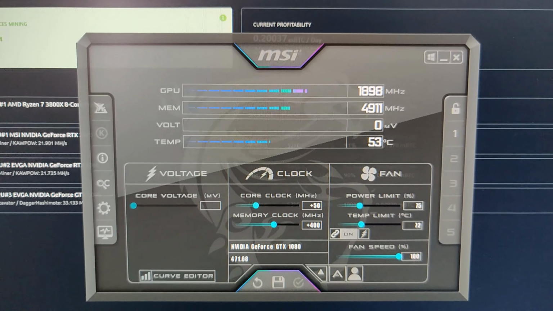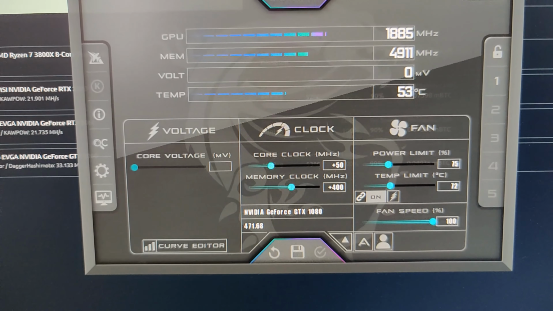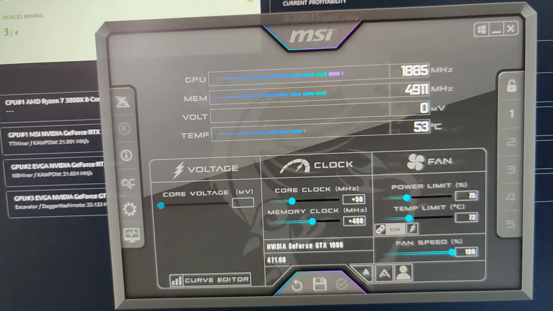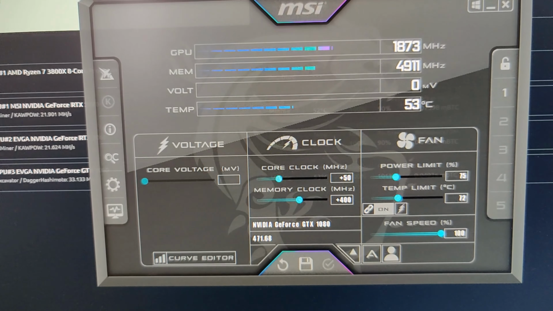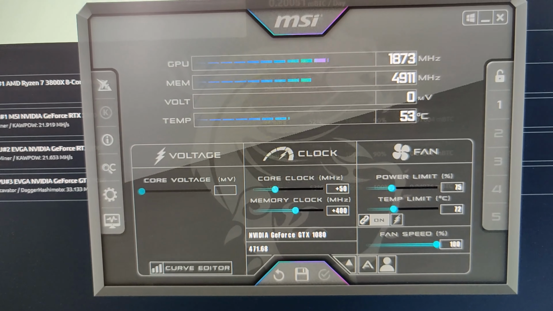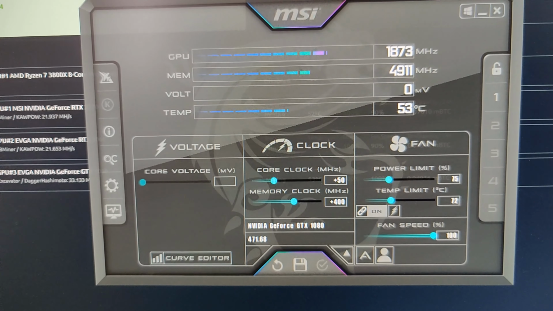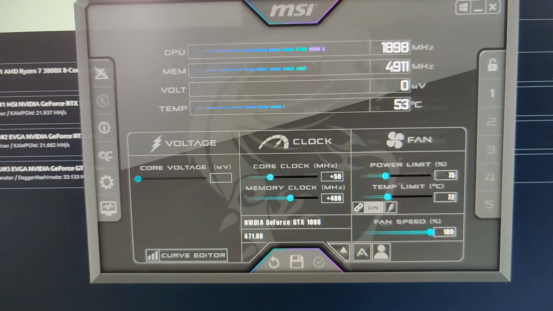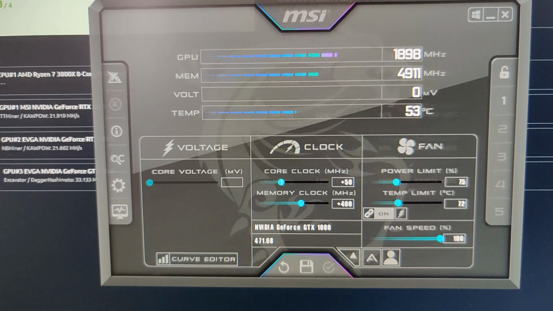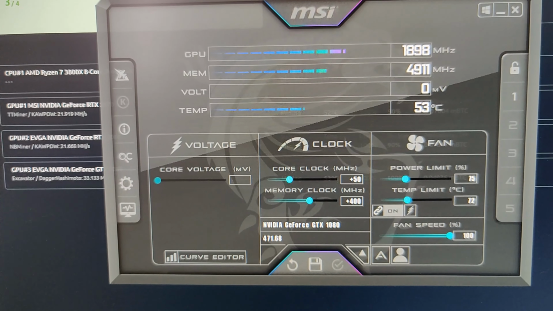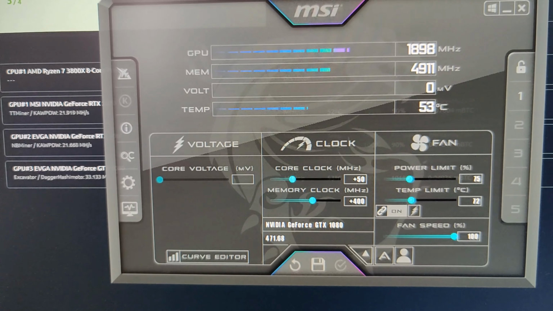Alright, so right here, this is my 1080. My 1080 is a little bit weird. Most people, when they mine on a 1080, or not even just a 1080 but the old Pascal cards, usually reduce the core clock. My 1080, for whatever reason, doesn't like me reducing its core clock. If I reduce it, it kills my mega hash.